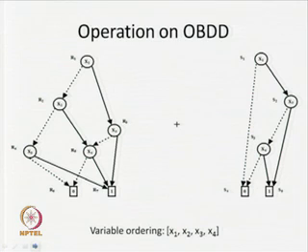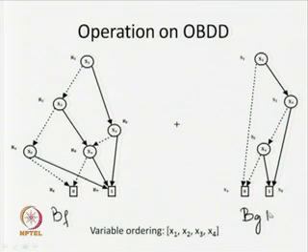Now, this apply algorithm we are going to see with the help of an example. Just see that this is one BDD for function f, so I can say that this is your Bf, and say this is the BDD for function g. We can say that this is your Bg.